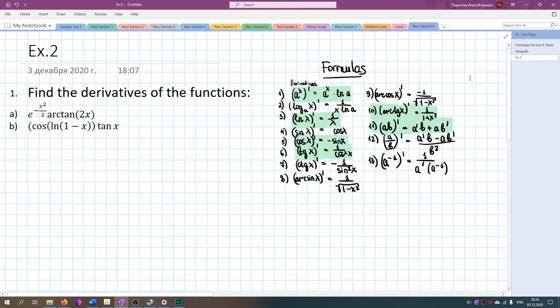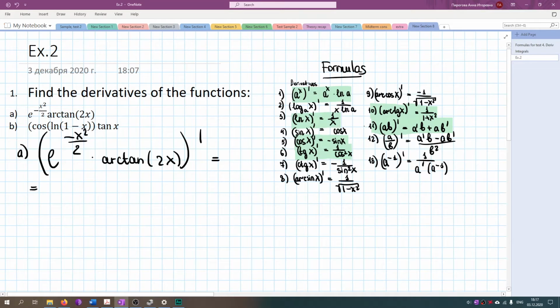So let's discuss exercise number 2, and we need to find the derivatives of the functions. Here are the formulas that we will use, so make sure you know them. Let's start with the first function: e to the power of minus x squared divided by 2, multiplied by arctangent of 2x, and we need to find the derivative of this function.